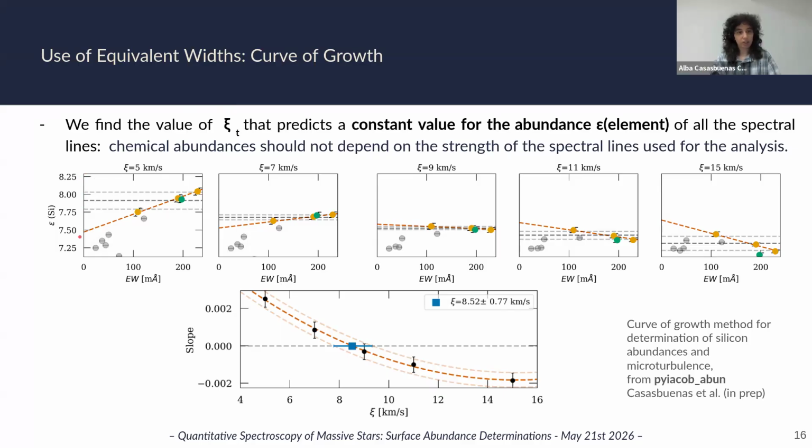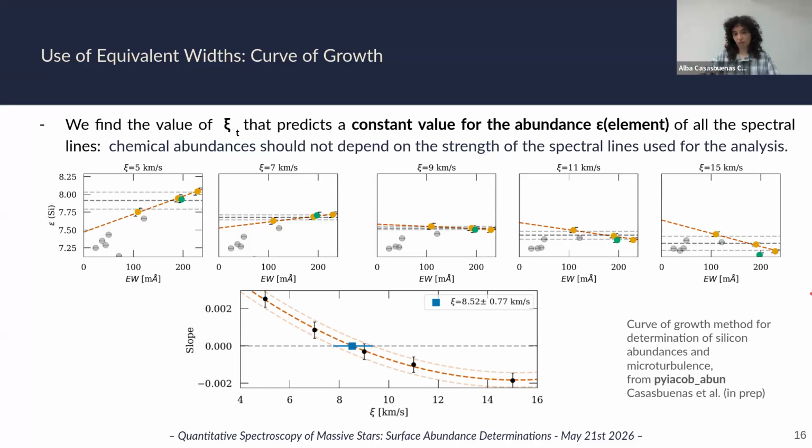and we can see for each value of microturbulence the predicted silicon abundance versus the equivalent width of each line, and we can see how we find the value of the microturbulence. In this case, it's between 7 and 9 that predicts a zero slope for the tendency of abundance versus line strength. So in this case, it's around 8.5 kilometers per second.